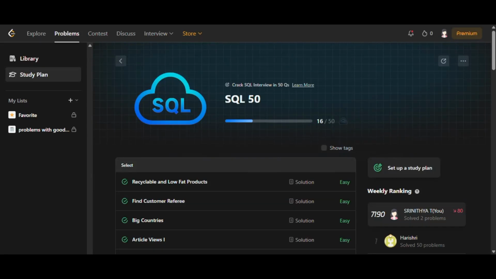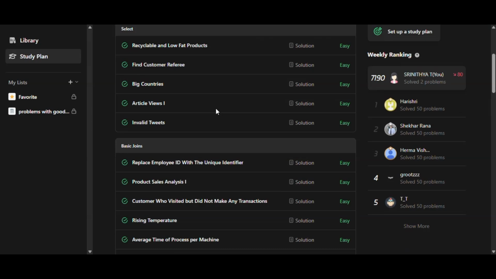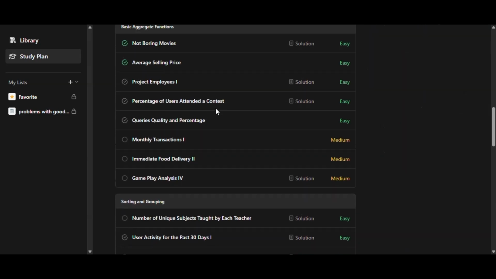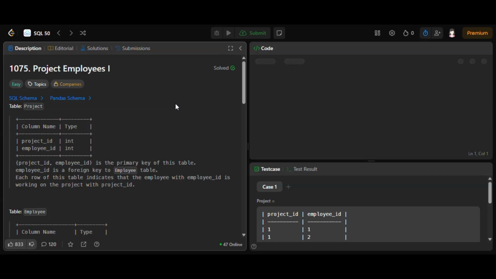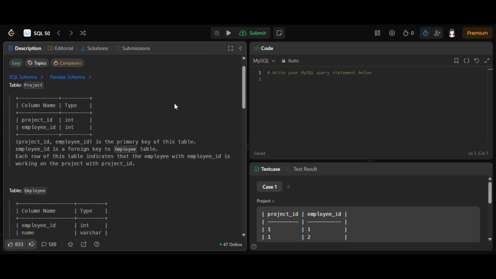Hello coders! In today's video, we are going to solve the 17th problem of the famous LeetCode SQL 50 playlist. Today's problem is Project Employees 1. First, let's understand the table schema. Here we have two tables, the project table and the employee table.